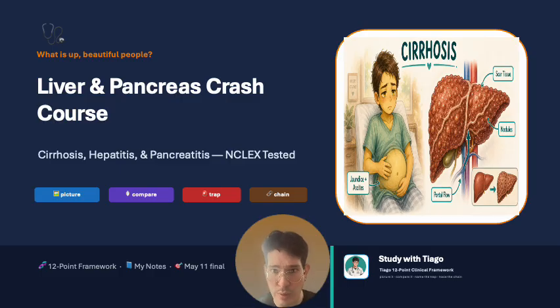Liver can feel overwhelming because everything connects. Albumin connects to the fluid. INR connects to the bleeding. Ammonia connects to the mental status. Portal pressure connects to the varices. And bile connects to the jaundice. This is why I'm using the Tiago 12-point clinical framework.